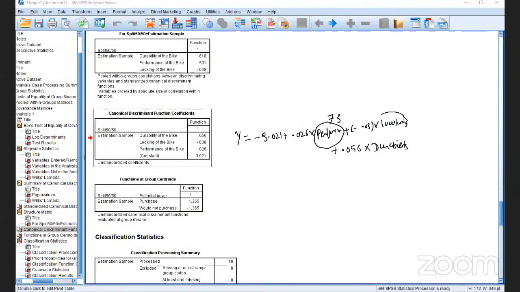73. If he is giving value 54 for this looking attribute, we will write. And then for durability, if he is giving 85, we will put all the values and we will get the discriminant score of this particular individual. So we will see the discriminant score in the table.